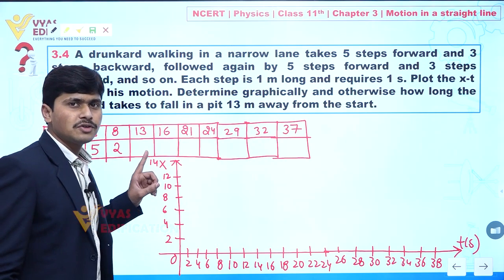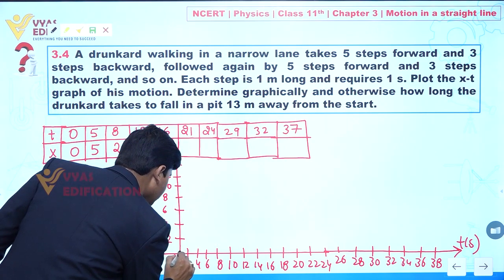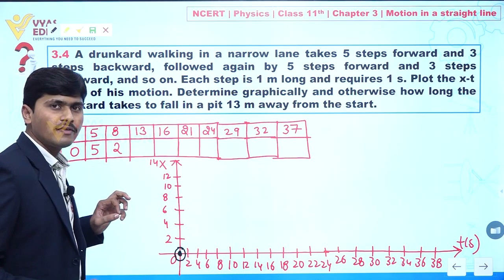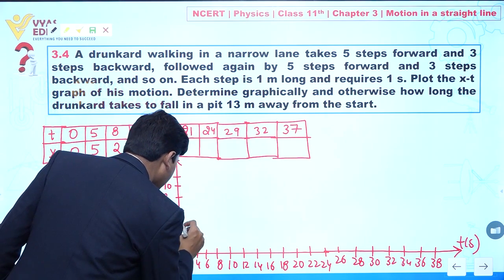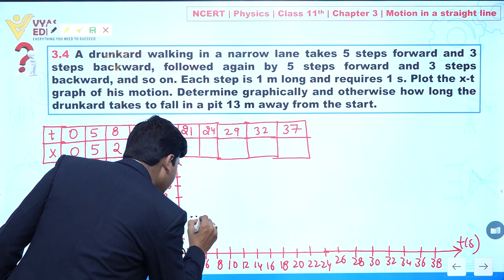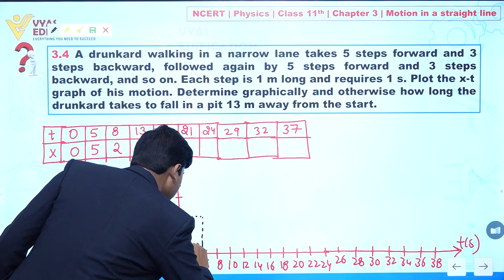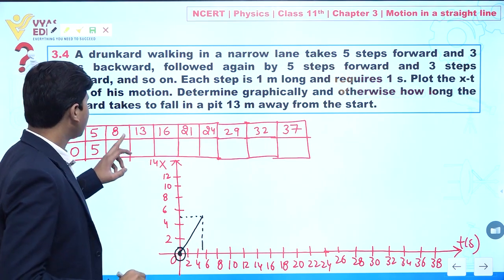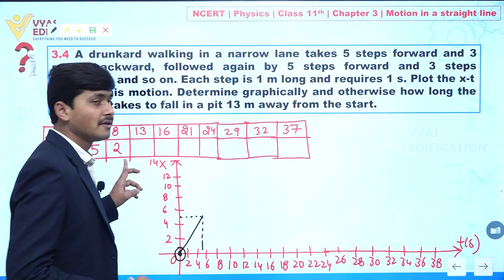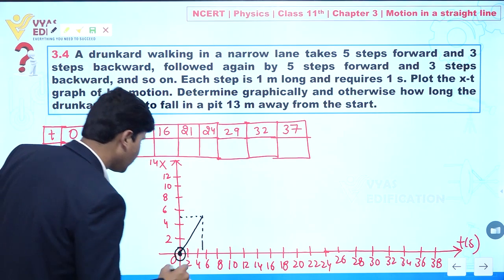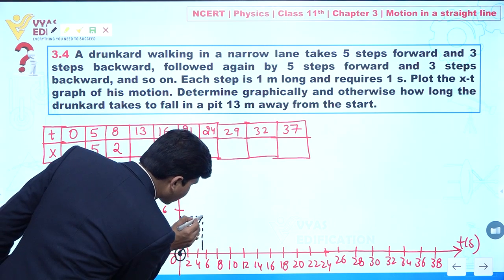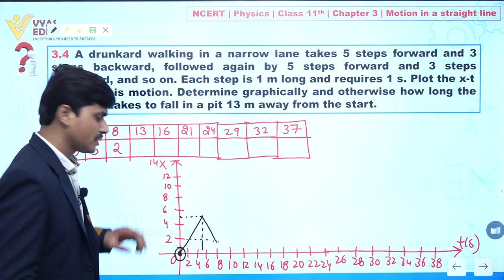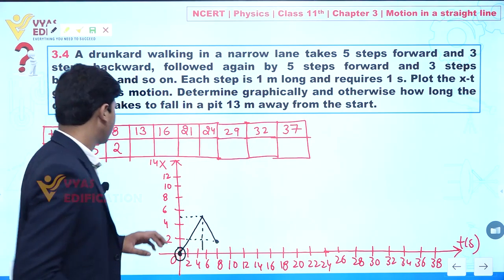Now at time t equal to 0 we have x equal to 0. It means this is a position. At t equal to 5 we have x equal to 5. Means we will find this position. So we will find a graph like this. In the next total time we have 8 seconds, but total displacement is 2 meter. So now we have the graph like this. Yes or no? Is it understood? So this is all about this one.